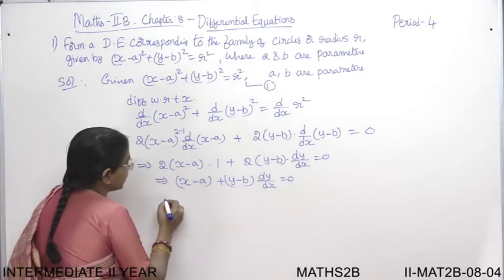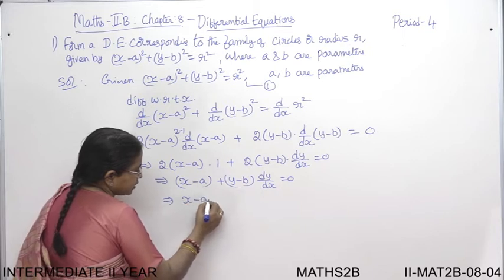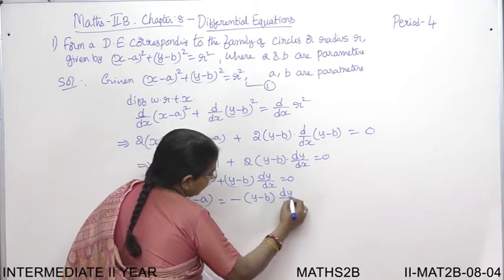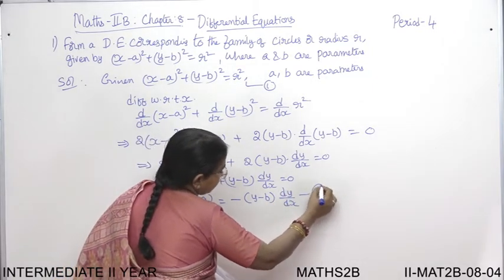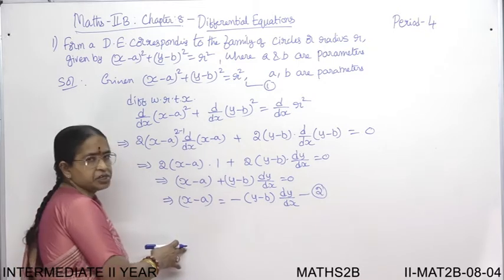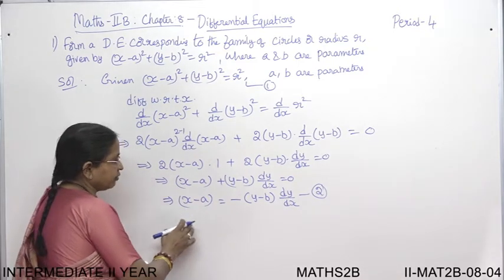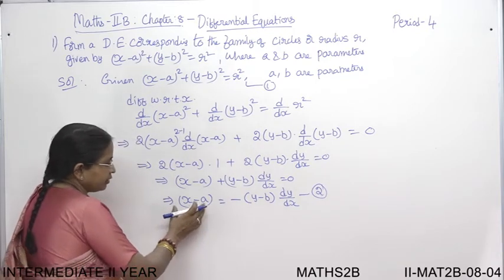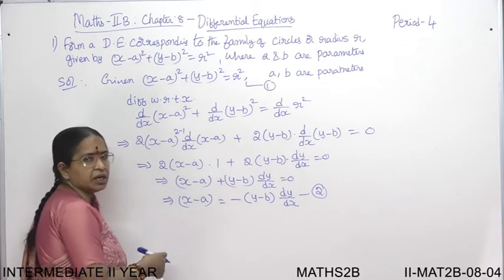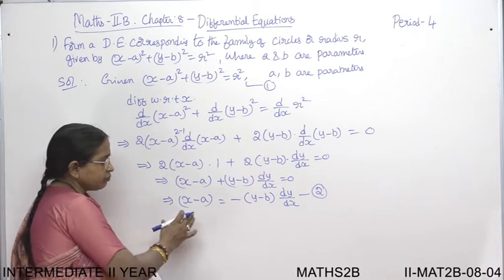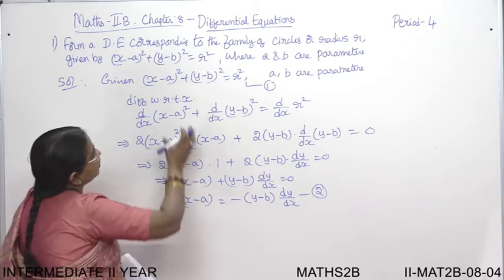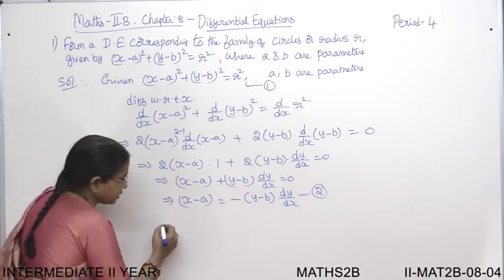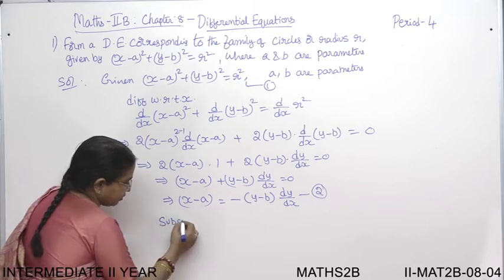From this we'll find out x minus a. So x minus a is equal to minus of (y minus b) into dy by dx. Now we'll take this as the second equation. Now again you have to differentiate this. So when you differentiate again you will get another equation and you must eliminate a and b. So you can find the third equation and then eliminate. That may become a lengthy process. So what we'll do is we'll substitute the x minus a value in the first equation. Then you will have only one arbitrary constant b. So we'll substitute and see how it is simplified.